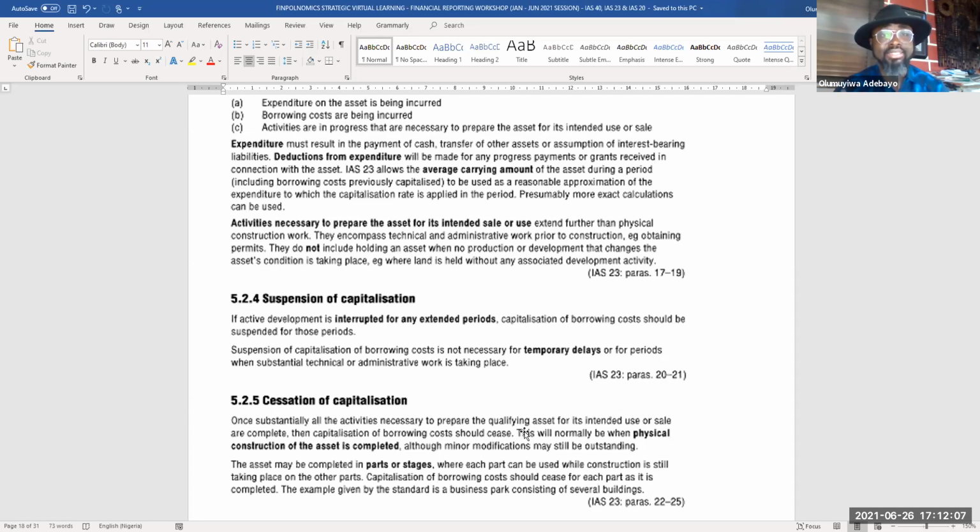Suspension, again, of borrowing costs will not necessarily be required if it is a temporary delay, which is administrative in nature, or technical in nature, which are considered integral parts of the whole process.